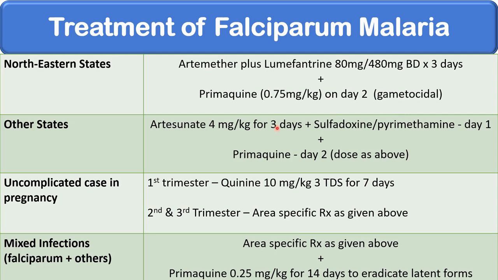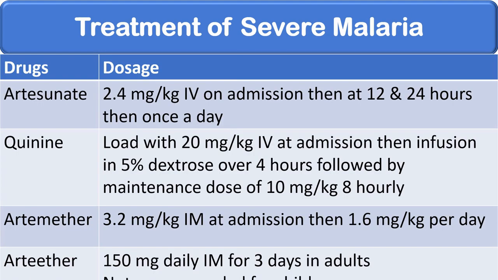For pregnant females, we give quinine, and for mixed infection, we add primaquine for 14 days to eradicate the latent hypnozoite forms. Severe malaria is invariably caused by falciparum and we use intravenous or intramuscular agents for its treatment. Oral drugs are not very effective for severe malaria. IV artesunate, IV quinine, IM artemether and IM arteether are used for the treatment of severe malaria.